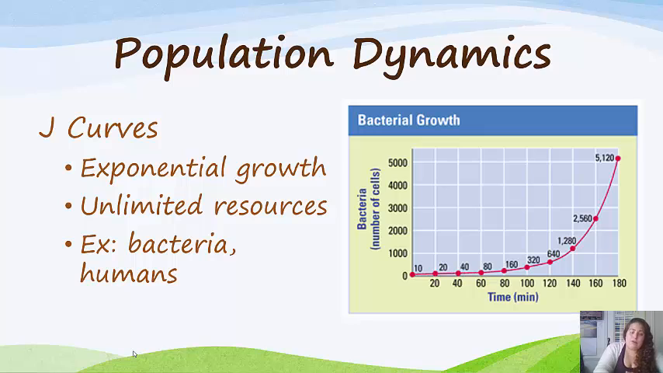The second type of curve is what we call a J curve. This is where you see exponential growth, or growth that's out of control. And this is because this particular population currently has unlimited resources. An example of that would be bacteria. Often, bacteria have so many resources where they live that they can grow out of control. Another example is the human population.